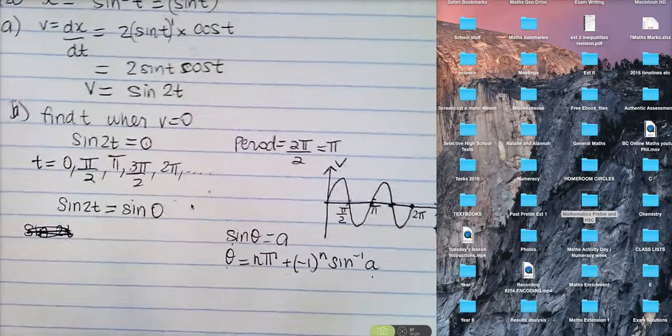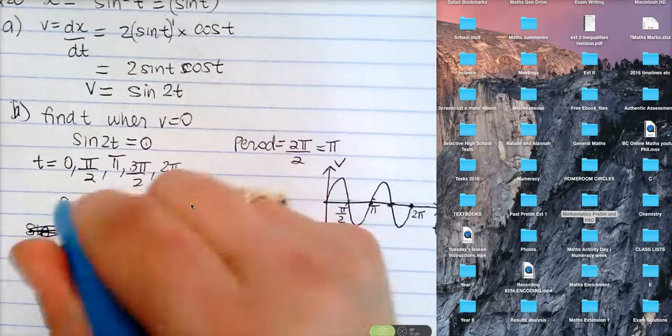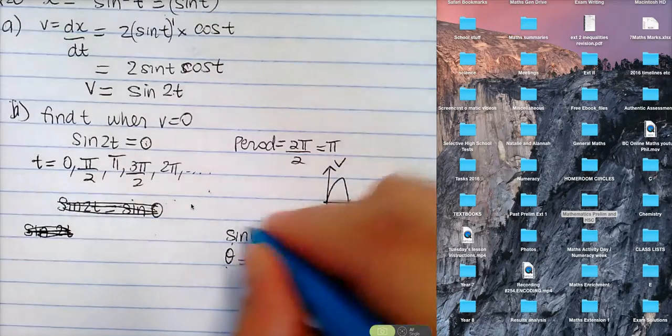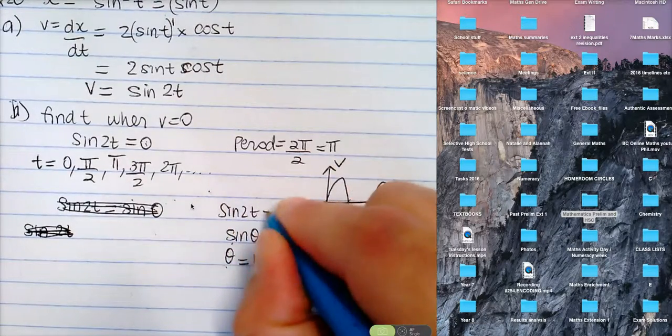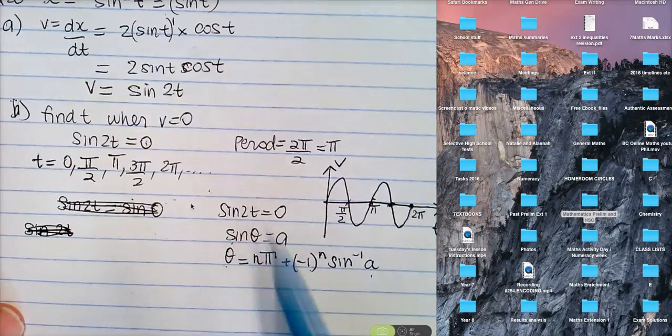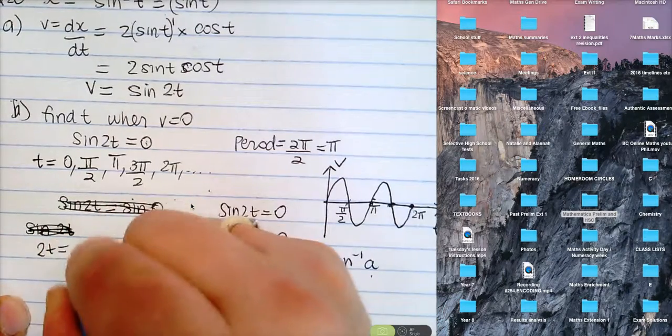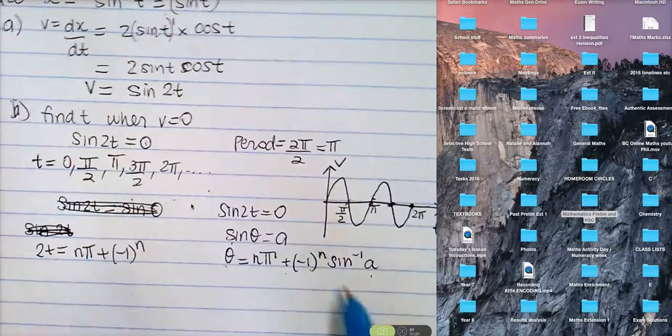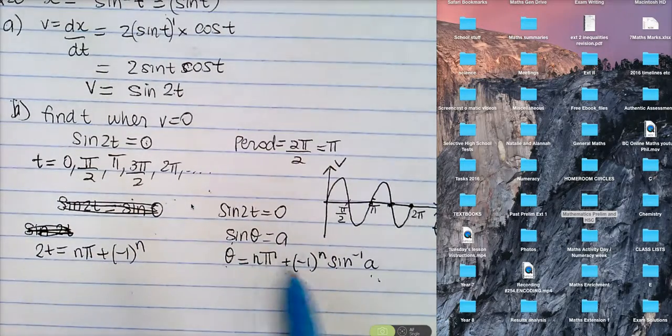What's sine to the minus 1 of... See, that's how we used to do it. So it'll be this. What's theta? We've got this. Sine 2t is 0. So what's replacing what? Theta is 2t. So 2t is n pi plus negative 1 to the power of n. What's sine to the minus 1 of 0? Yeah, it's 0.